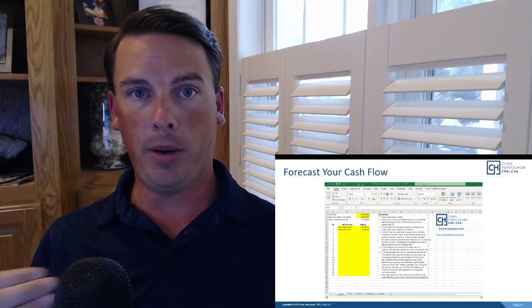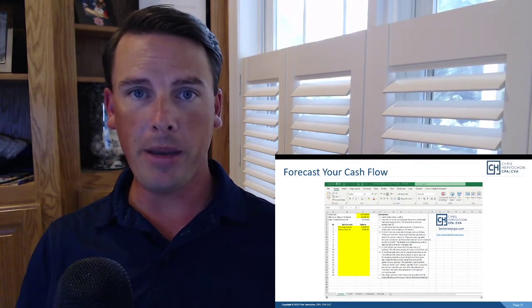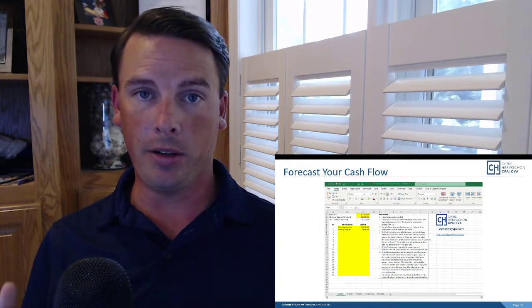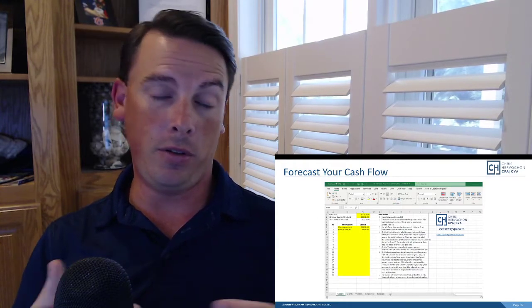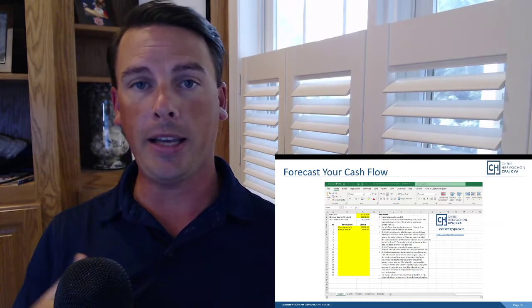If you know that your pipeline is XYZ, and on a probability-adjusted basis you know that you're going to sign this number of clients, this amount of cash is going to come into the business, that's great. If you know that you've got to hire somebody, or if you've got to pay payroll twice a month or bi-weekly or whatever it is, this amount of cash is going to go out.